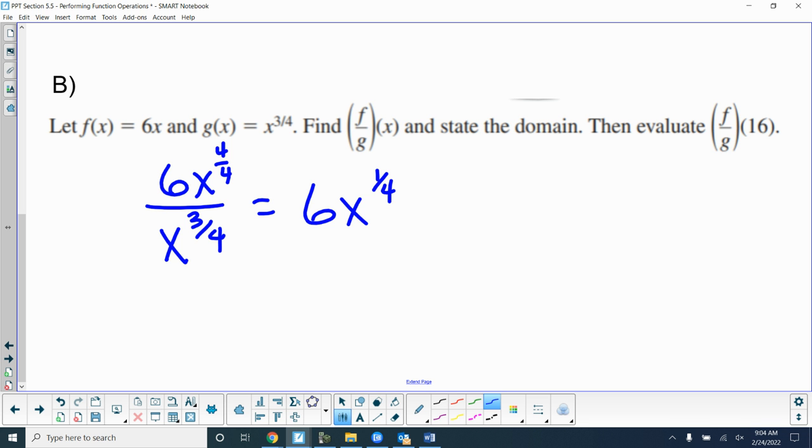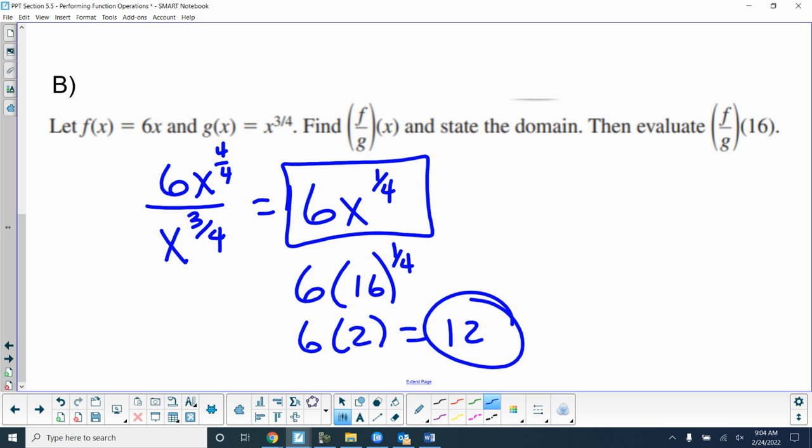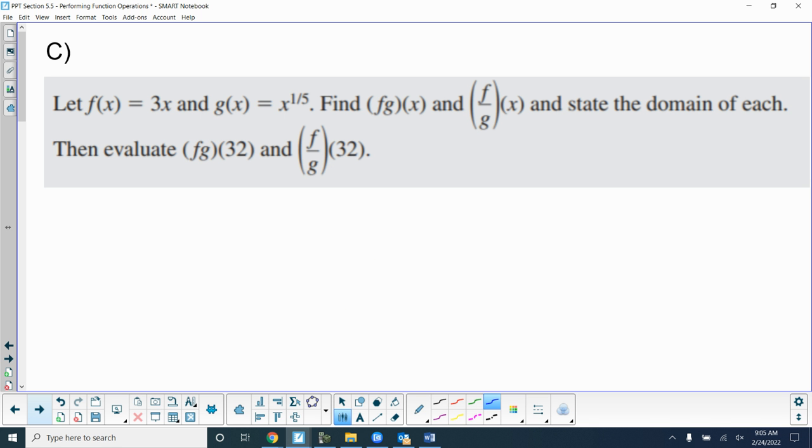Then we're going to plug what in for x? 16. What's the fourth root of 16? 2, right? So it's 6 times 2, which is 12. Get it? Got it? Good. You guys are good. Look good, feel good? You are good, right? Do we need to do another one? I think we got it, right?